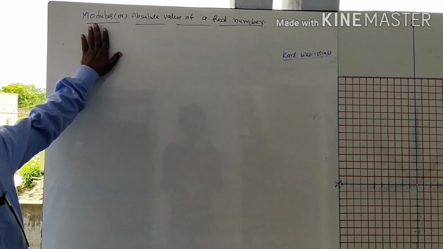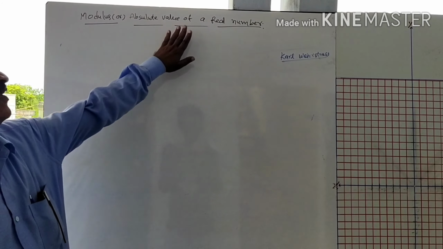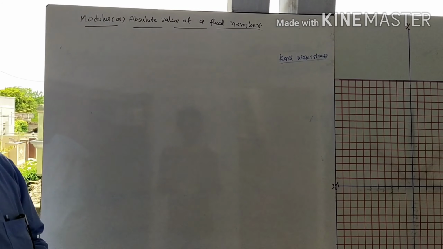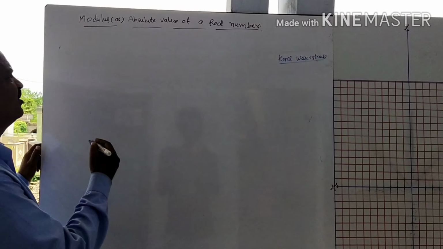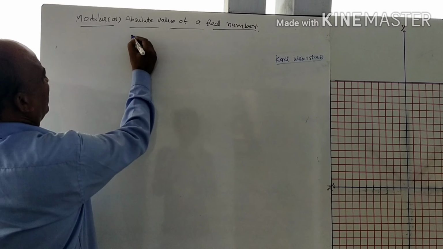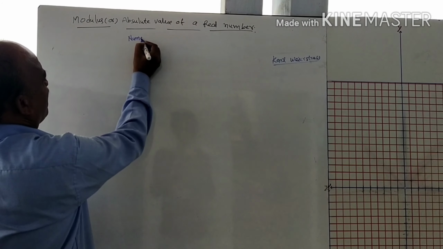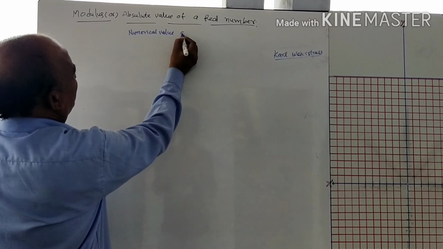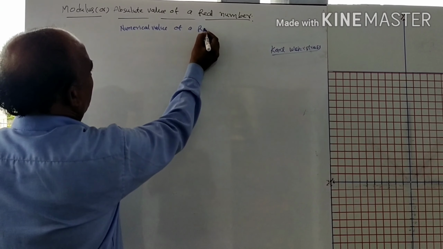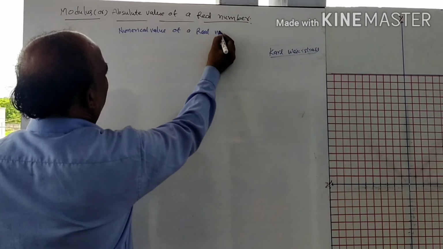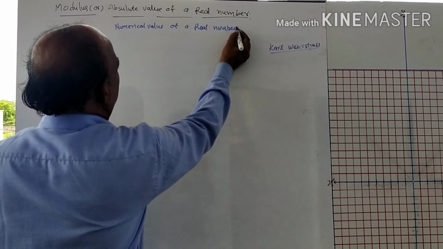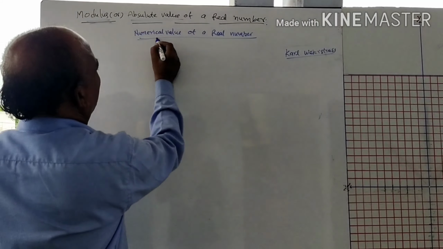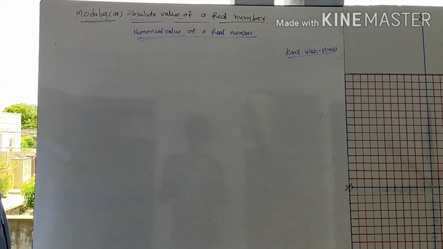Modulus or absolute value of a real number. Absolute value of a real number is also known as the numerical value of a real number. It is the modulus, absolute value, or numerical value of a real number.